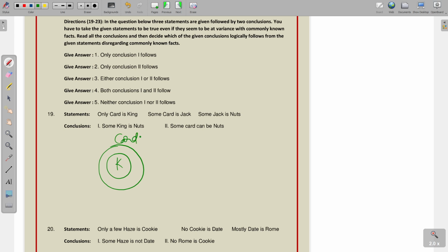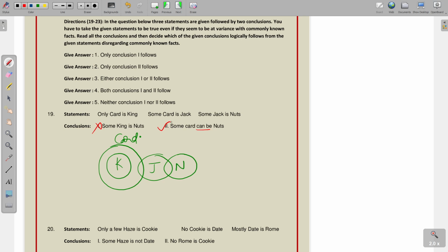Next, some card is jock, and some jock is nuts. Okay. So see the conclusions. Some king is nuts. King here and nuts here, but between both there is no relation, and king is only related to card. So conclusion 1 does not follow. Some cards can be nuts. So card here and nuts here. Okay, can be means possibility.